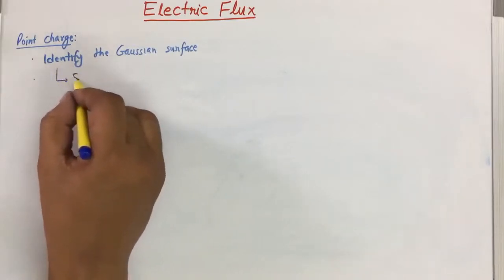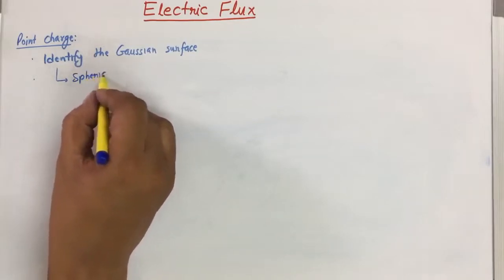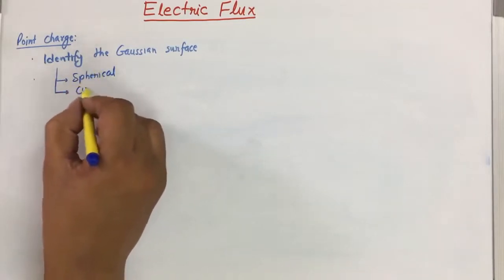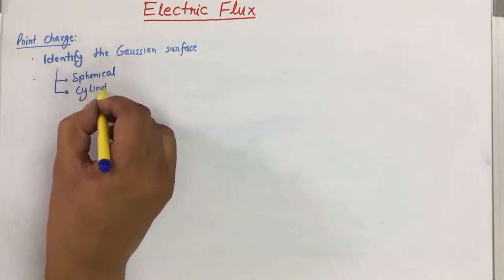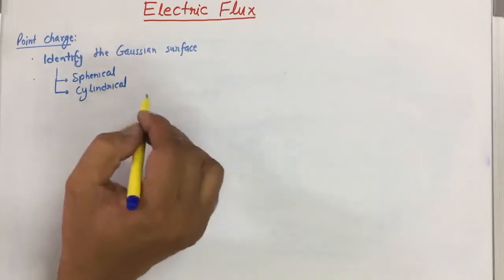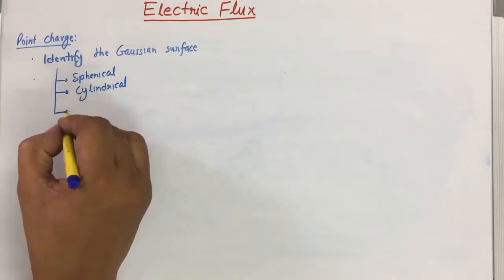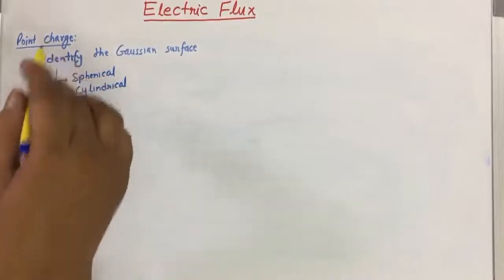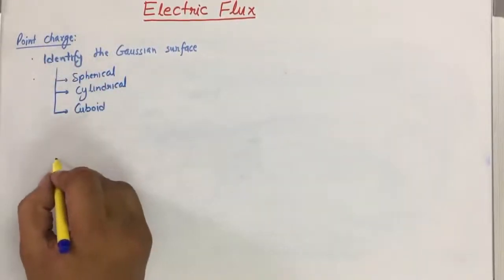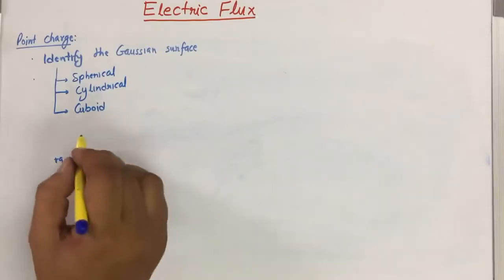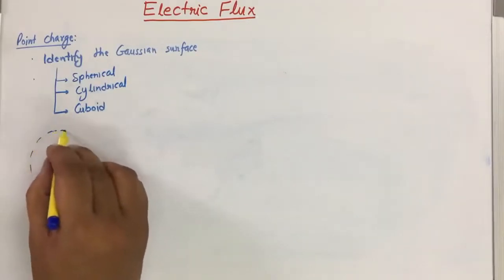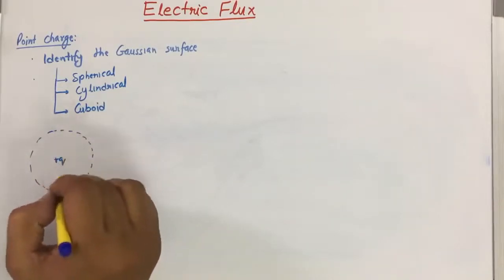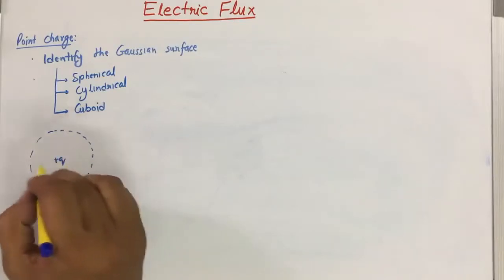So for example, it can be three types of Gaussian surface. It can be spherical for point charge, cylindrical for line charge or cylindrical charge, and cuboid. For example, consider a point charge, it is Q, and you can form a Gaussian surface. The most probable, and the only possible, is the spherical surface.